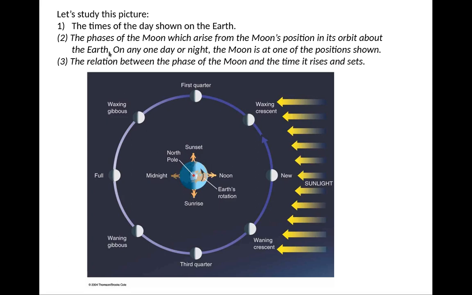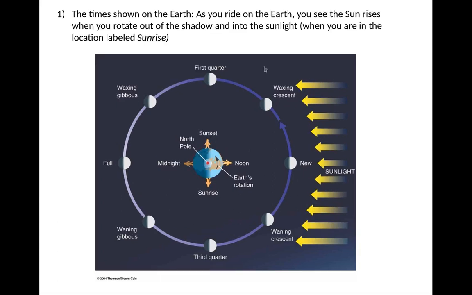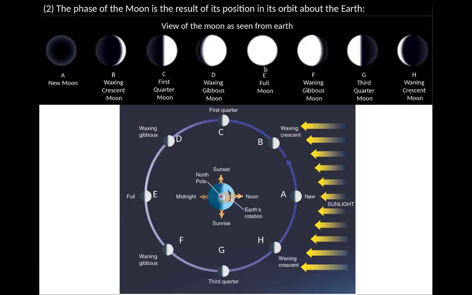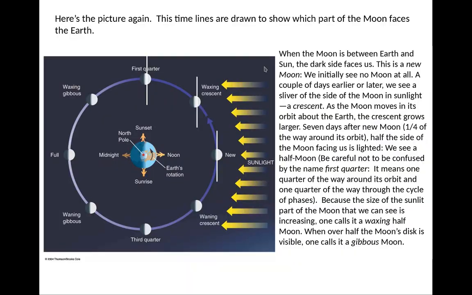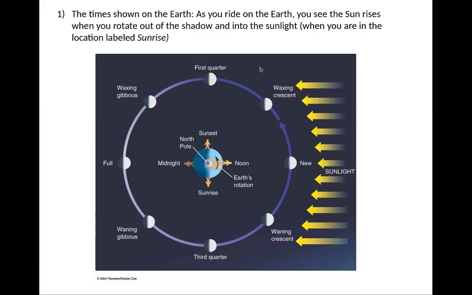Okay, so we're going to look at this and understand the phase of the moon. How do we get the phase of the moon? And then secondly, the relationship between the phase of the moon and the time it rises and sets. All right. So we're going to do this a little bit easier. Let me think about the best way to do it. All right. So let's do it this way.